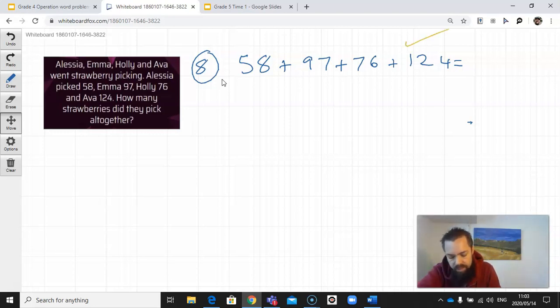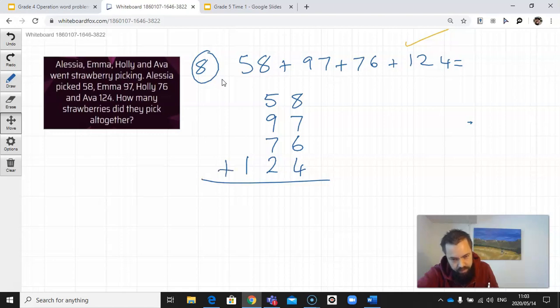Now you can do this mentally. You can use your BODMAS to go from left to right. But what you can also do when it's plus is to put them all into columns and then add it. So I'm going to do that. 58, 97, 76, and 124. And I'm going to add those together. So your mental arithmetic comes in.